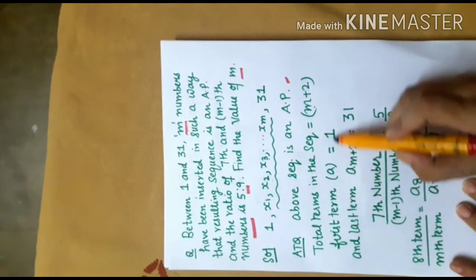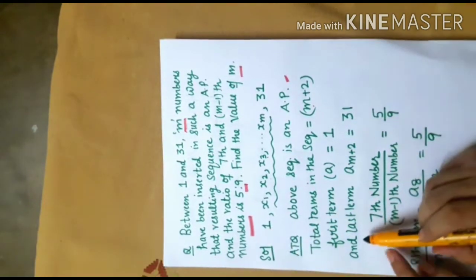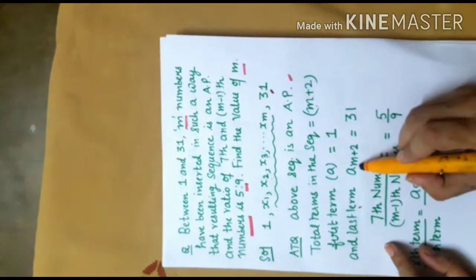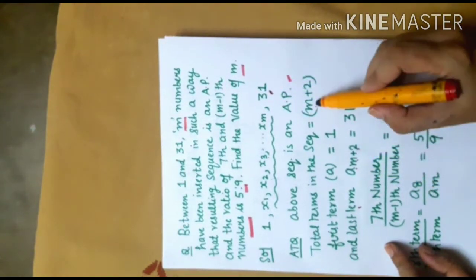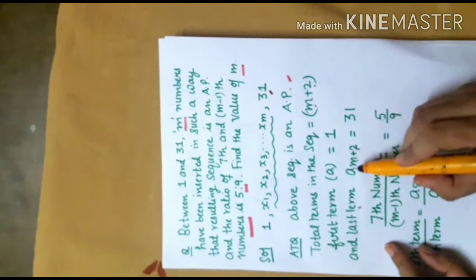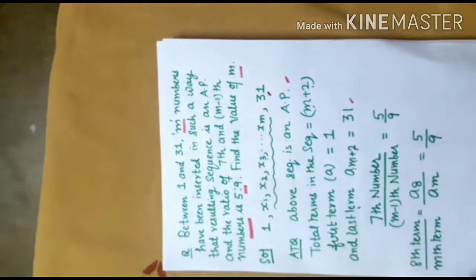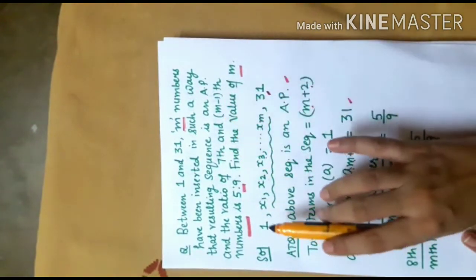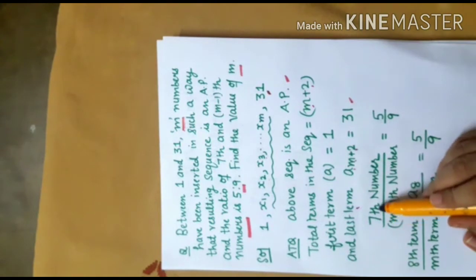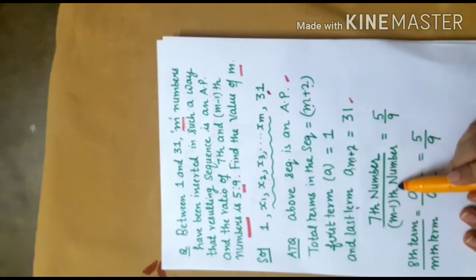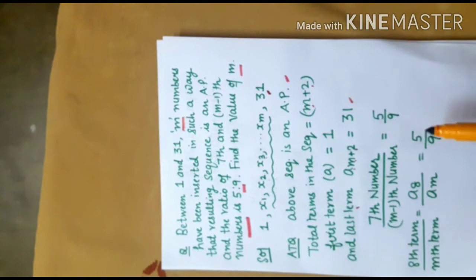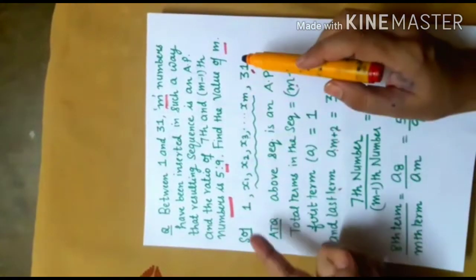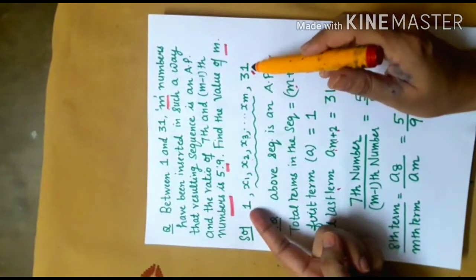The first term, that is a, is 1, and the last term will be denoted by a(m+2) because there are a total of m plus 2 terms. So a(m+2) is 31, and the ratio of the 7th and (m minus 1)th number, that is 7th number over (m minus 1)th number, is 5/9. Now look here, this sequence is an AP.